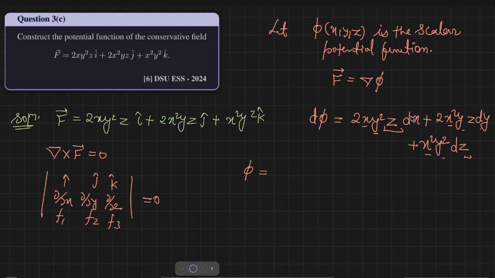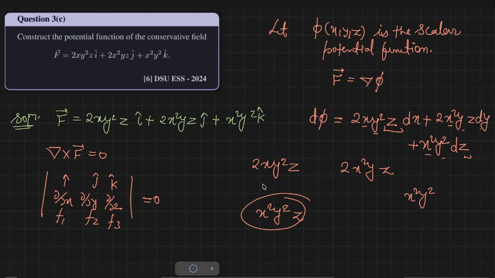Or we can do the integral thing. If it is 2x square, okay, let's start with this. See, it is 2xy square z, okay, then it is 2x square y z, okay, and it is x square y square. So can I think like this, x square y square and z? See, check this one. If it is like this, if it is the derivative, how it will be?